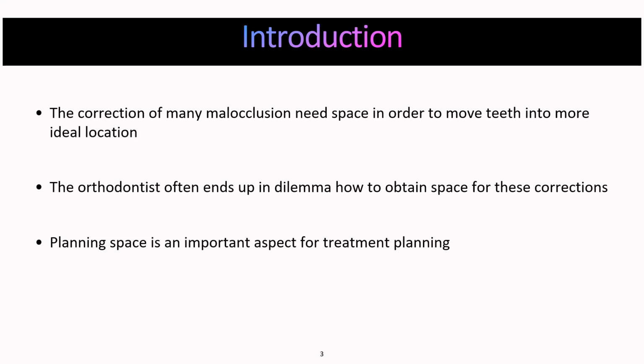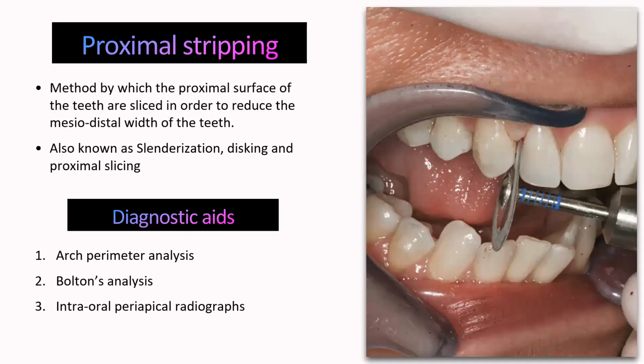So most of the malocclusions, other than the spacing or the rotation of posterior teeth, which are exceptions, all other malocclusions need space or they need to gain space for correction of a particular malocclusion. So there are so many methods like how we can obtain or gain space. So planning space is an important aspect of treatment planning.